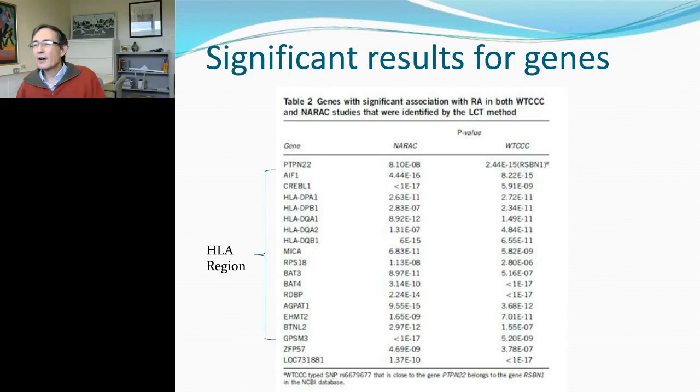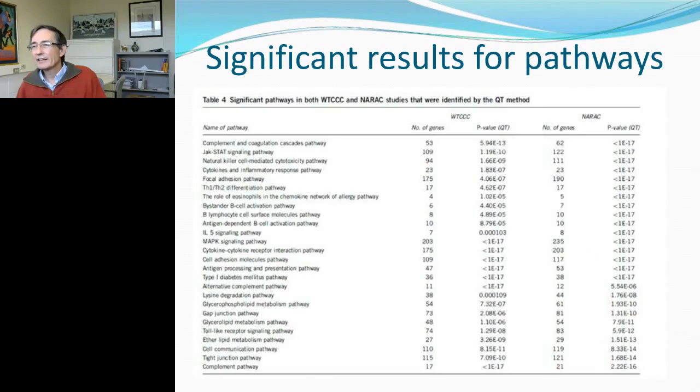When these methods were applied, in the linear combination test we obtained a large number of interesting SNPs. Many of these were in the HLA region, so of course these are likely to be correct. And PTPN22, which we know is a gene related to rheumatoid arthritis, also shows up in the top set. When the quadratic test was used, a large number of pathways were identified, and these make some sense. Several new pathways were identified by analyzing these data.